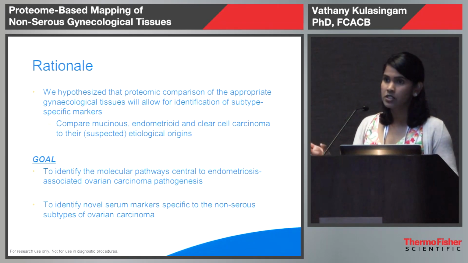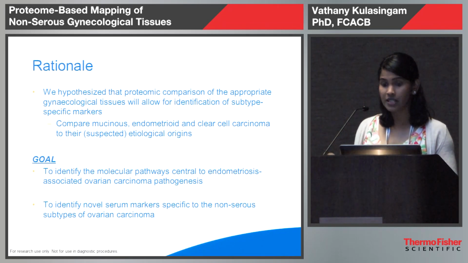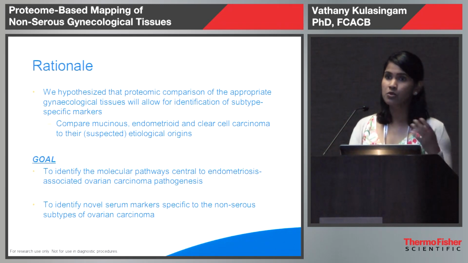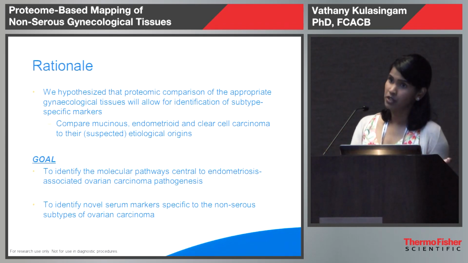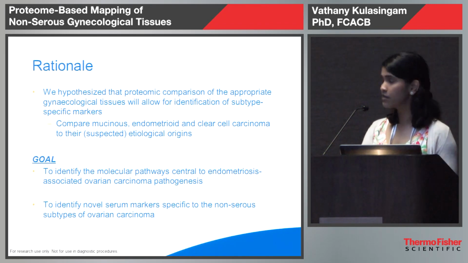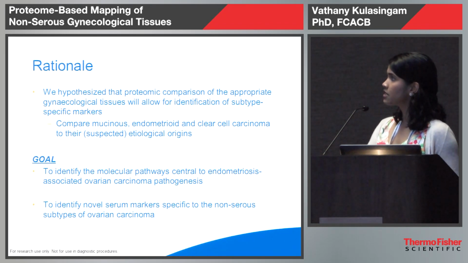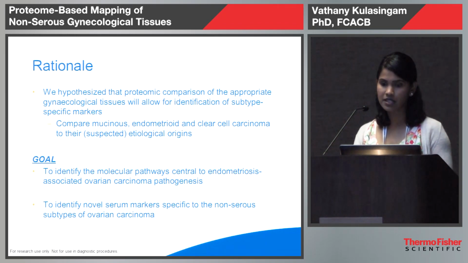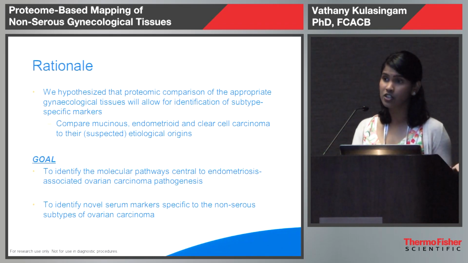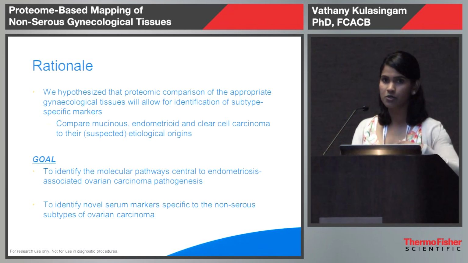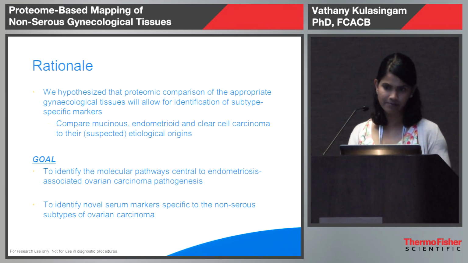We want to compare mucinous, endometrioid, and clear cell carcinomas, which are the non-serous ovarian cancer subtypes, to their so-called suspected etiological origins, which would be endometriosis or mucinous cyst adenoma. Our goal was to try to identify molecular pathways that can be central to the pathogenesis of these endometriosis-associated ovarian carcinomas, and also to see if we can identify any novel serum biomarkers that are specific to the non-serous subtypes to help identify these patients.